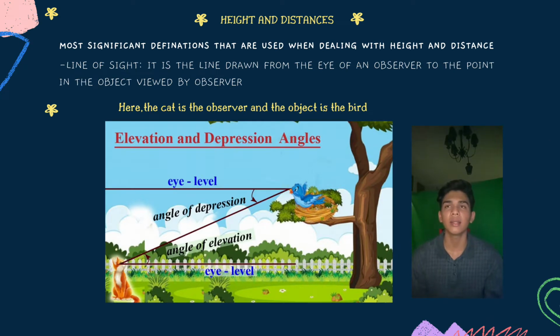Height and distance: the most significant definition that we use when dealing with height and distance is line of sight. It is the line drawn from the eyes of an observer to the point in the object viewed by the observer. For example, here the cat is the observer and the object is the bird.